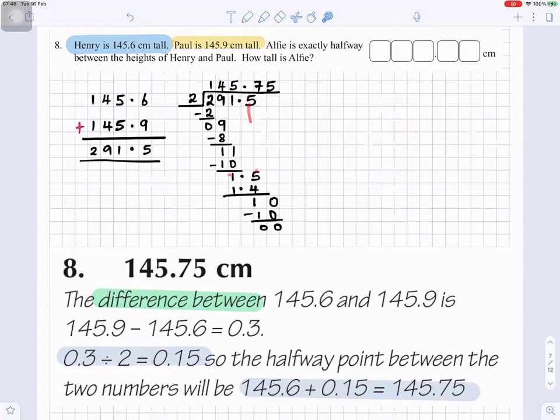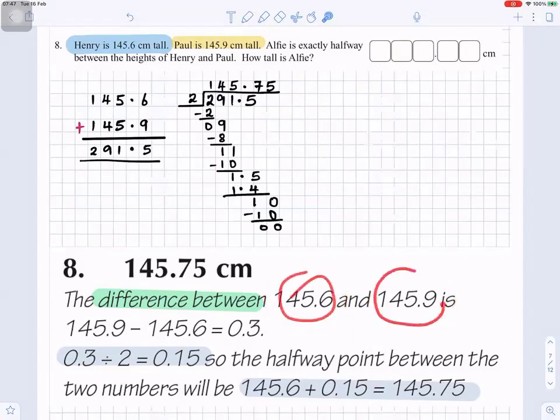You bring down the 5 and you put the decimal point. 2 goes into 15, 7 times. 7 times 2 is 14. 15 minus 14 is 1. You add a 0. 2 goes into 10 5 times. 5 times 2 is 10. So it's 145.75.